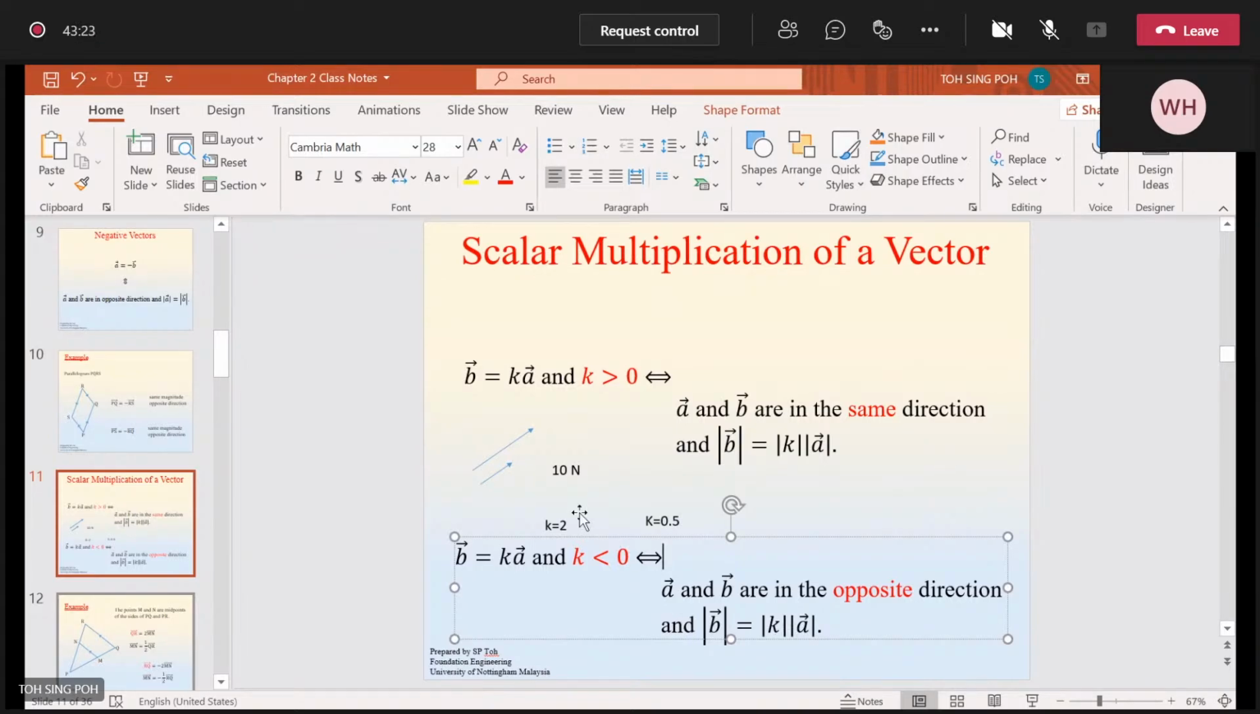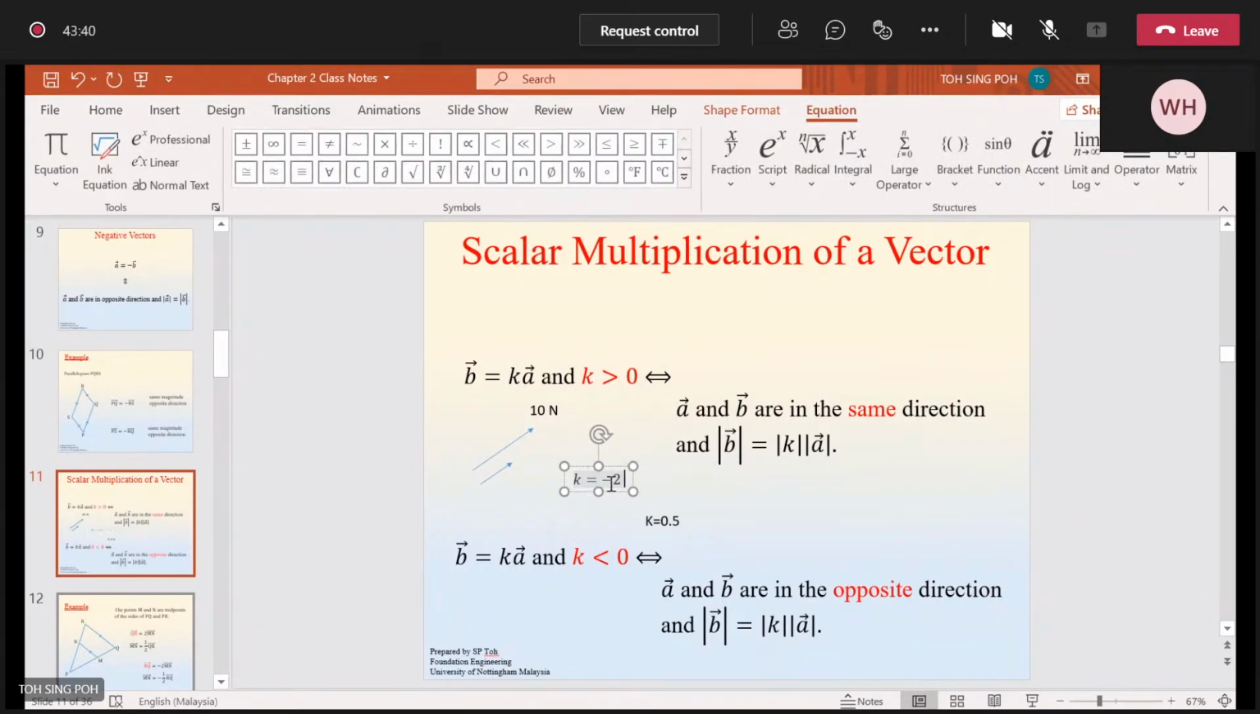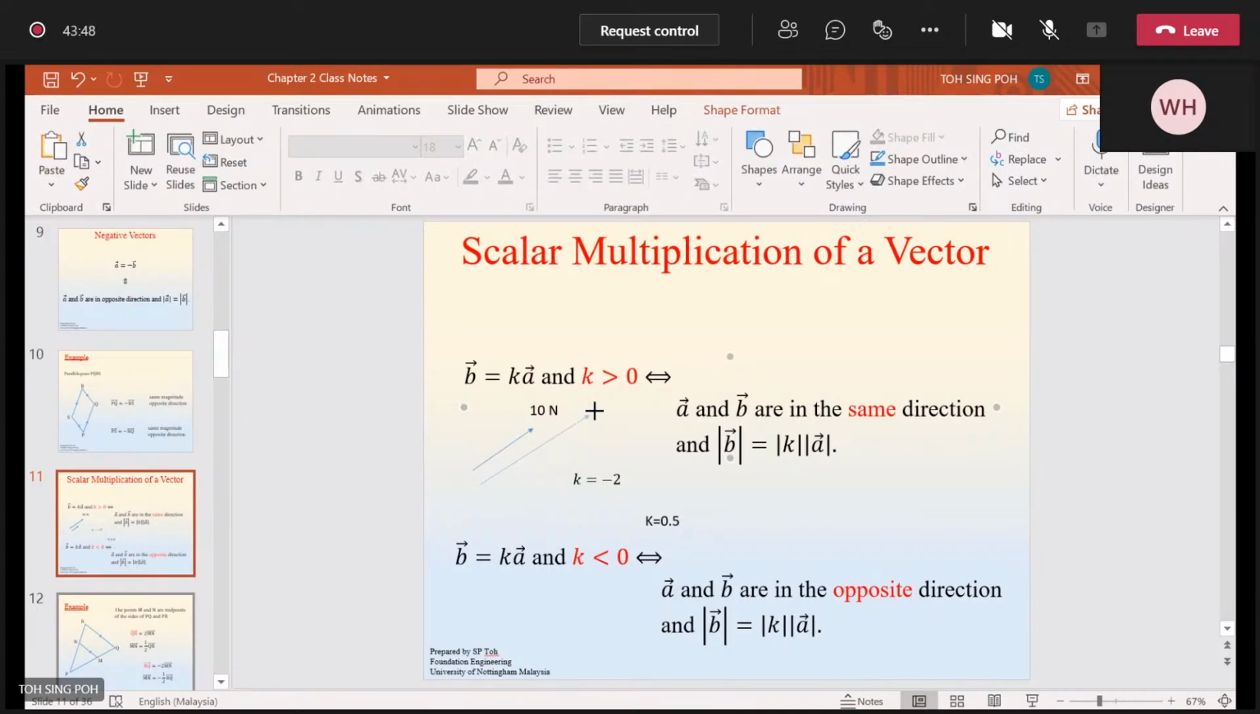Now, for example, if you multiply this vector A, initially 10 Newton, the force, with K equal to negative 2. I think I'll use the equation, it's better. K equal to negative 2. What is the effect of it? It means that you are stretching it 2 times, becomes 20 Newton, but at the same time, you have to reverse it. It becomes like this. This is vector A. This is vector B.